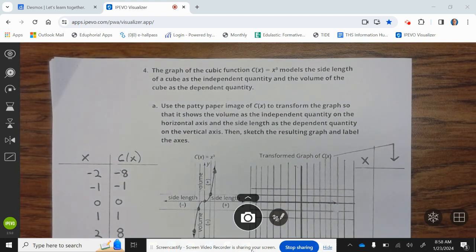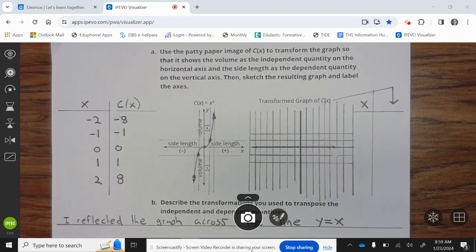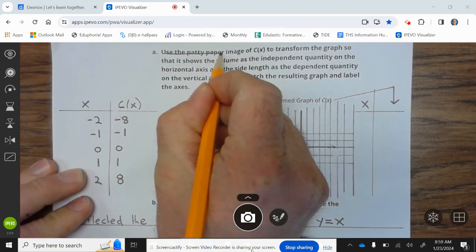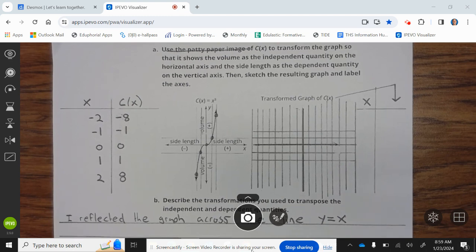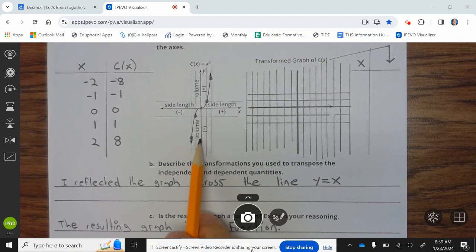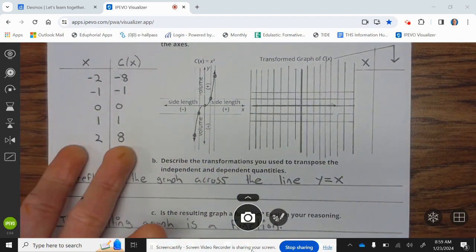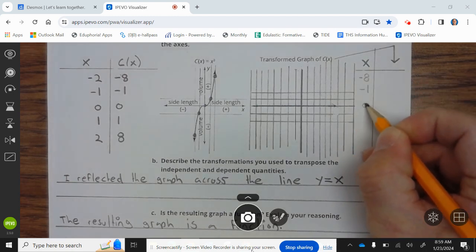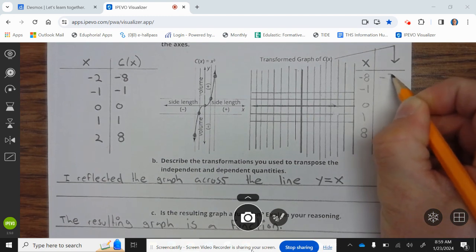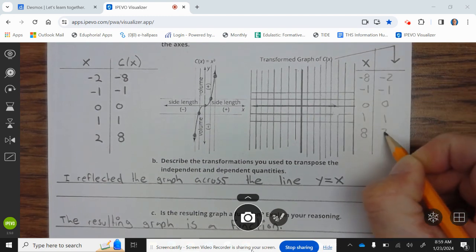4. The graph of the cubic function C of x equals x cubed models the side length of a cube as the independent quantity and the volume of the cube as a dependent quantity. Transform C of x so that it shows the volume as the independent quantity on the horizontal axis and the side length as a dependent quantity on the vertical axis. Then sketch the resulting graph and label the axes. Okay, so here's the table that corresponds to C of x equals x cubed, and we're going to switch the x and y. So then that's -8, -1, 0, 1, 8, and -2, -1, 0, 1, 2.